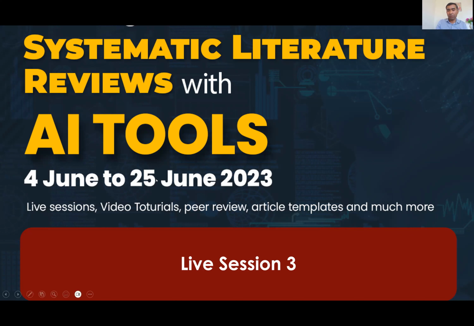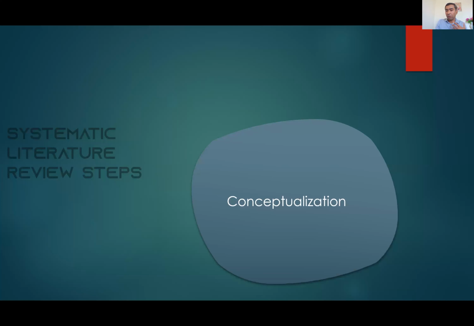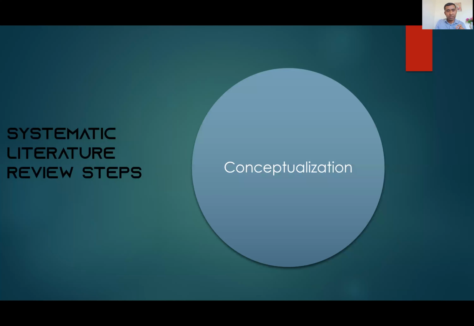So if you check previously, we were talking about systematic literature review steps. And what has been done already, we were on the conceptualization stage. If you remember, we discussed a few important parts, and I want to recap that. So you should be aware what already has been done.